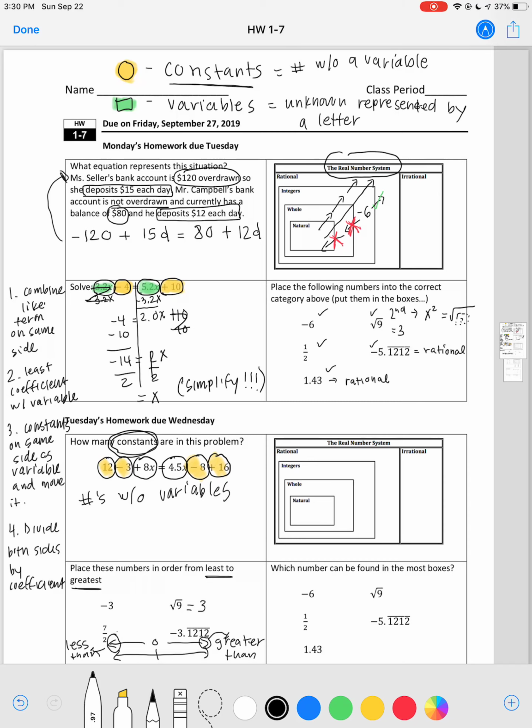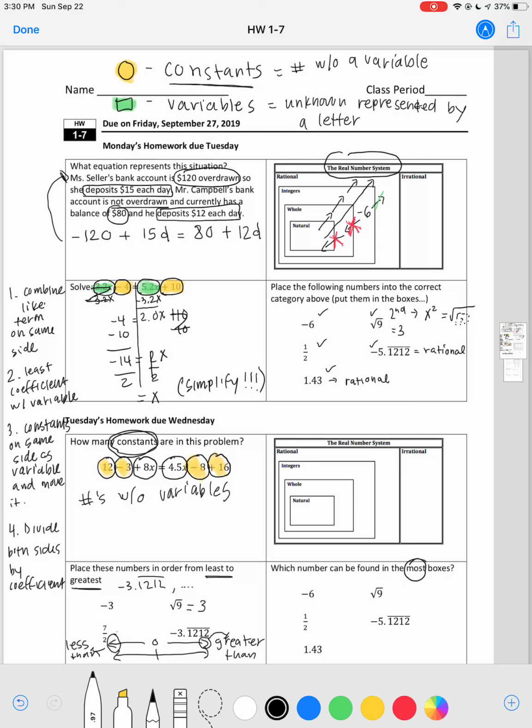So as you see those numbers, make sure that you include the negatives and positives. And just to start out, my least number is going to be the one that's furthest away from 0. So the one that's furthest away from 0 is going to be that negative 3.1212. And then keep going.